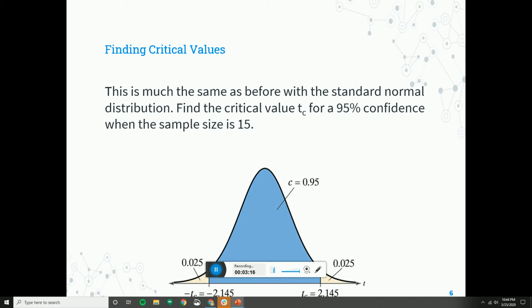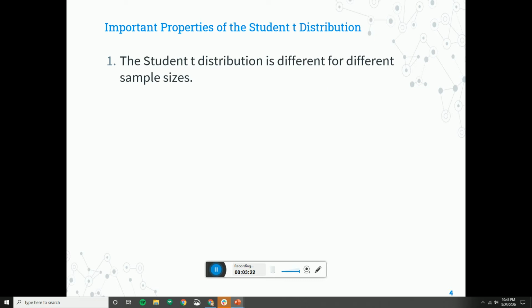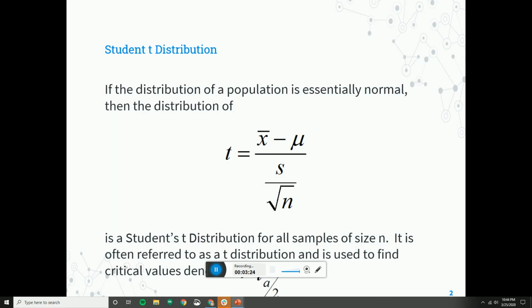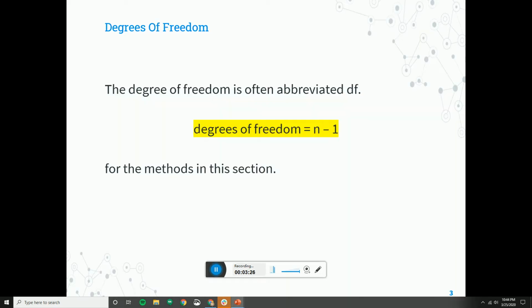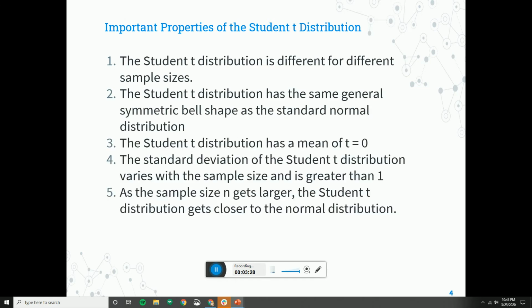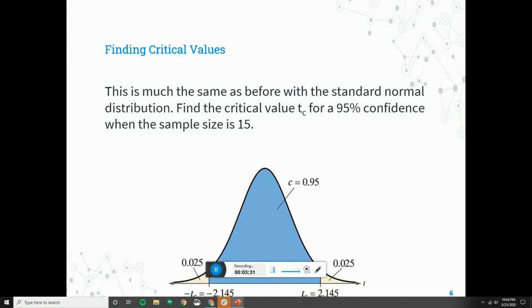So some of the books will use this T sub C notation, and some of them will use the T sub alpha over 2 notation that we saw before on this slide. It does not matter. Don't bother yourself with the notation. What we want to focus on is how much of the data is in the middle of the graph and how much is on the outside, because we've got to find these two values that cut off the tails from the main part of the data set.